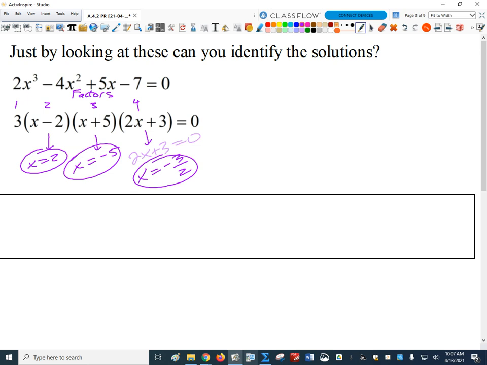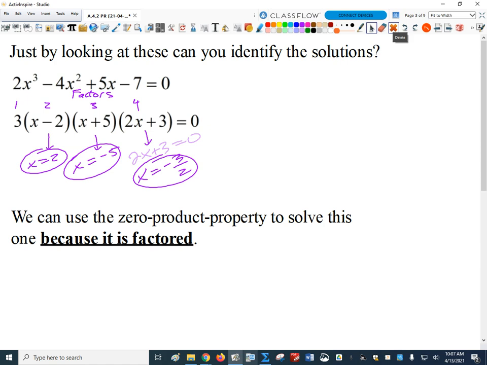Okay, why was that so easy down here? Well, it's so easy because it was factored, right? We could use the 0 product property there in that bottom example because it is factored, right? That's the whole key, is we got to get it into that factored form first, and then it's easy to just ask, okay, what are the values of x that are going to make these factors become 0, right? Okay, let's practice this.